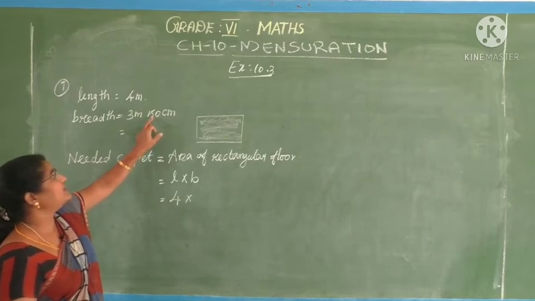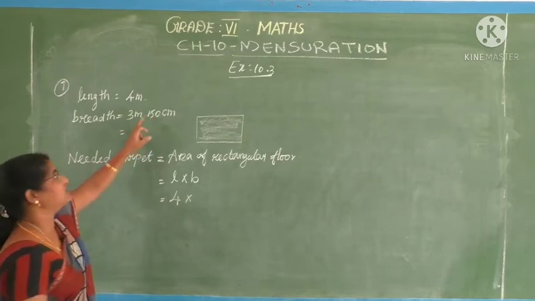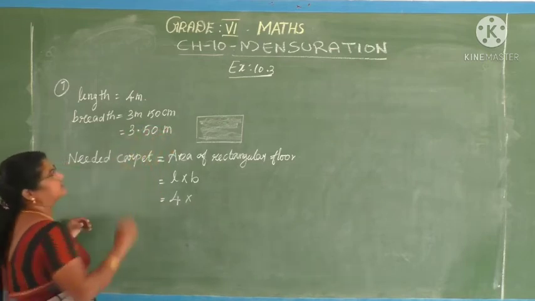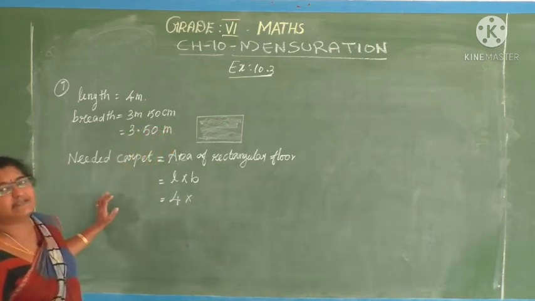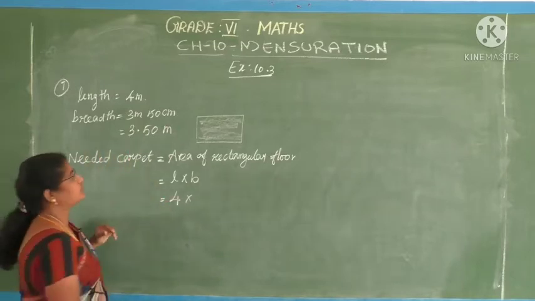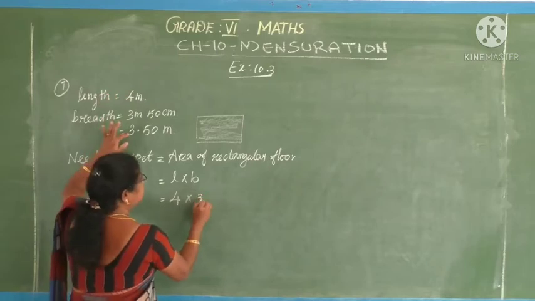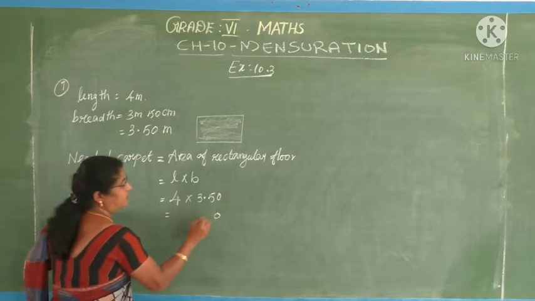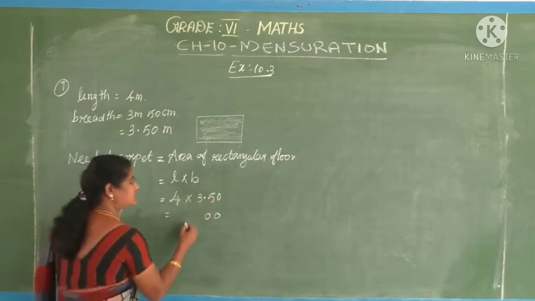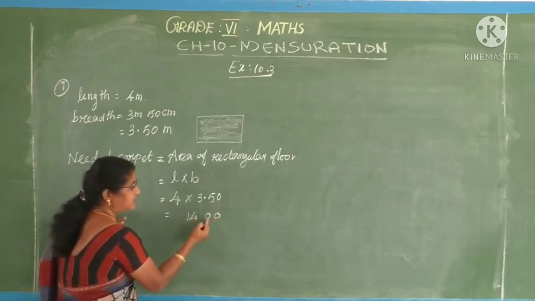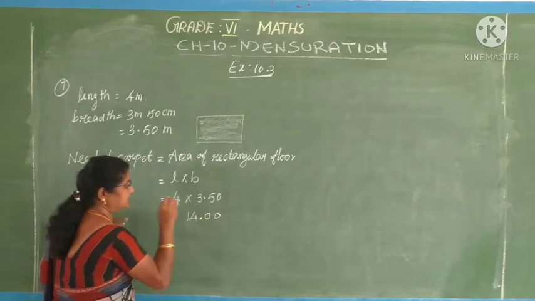When we convert, we keep the point before 2 digits. So 3.50 meter, isn't it? 3 meter 50 centimeter can be written as 3.50 meter. So we substitute here 4 meter, 3.50. Multiply. 4 zeros are 0, 4 5s are 20, balance 2, 4 3s are 12, 14. Here there are 2 digits in the decimal place, so we keep the point before 2 digits.